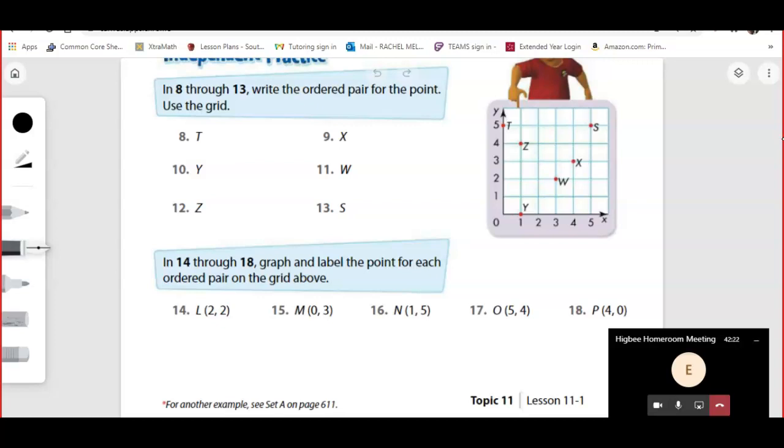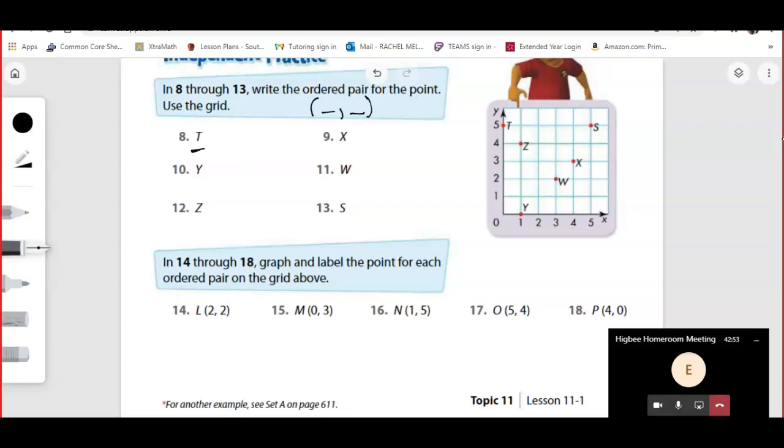Okay, so remember when they say ordered pair, that means this, right? I'm just putting a blank because I don't know what the ordered pair is, but that's an ordered pair, correct? With the parentheses and a comma separating them. And they're telling me to use this grid over here. Okay, so who would like to tell me where T is? What would be the ordered pair for T?